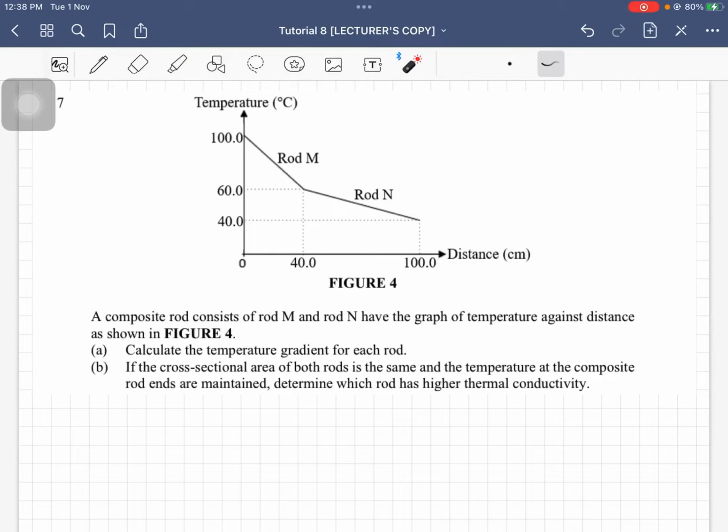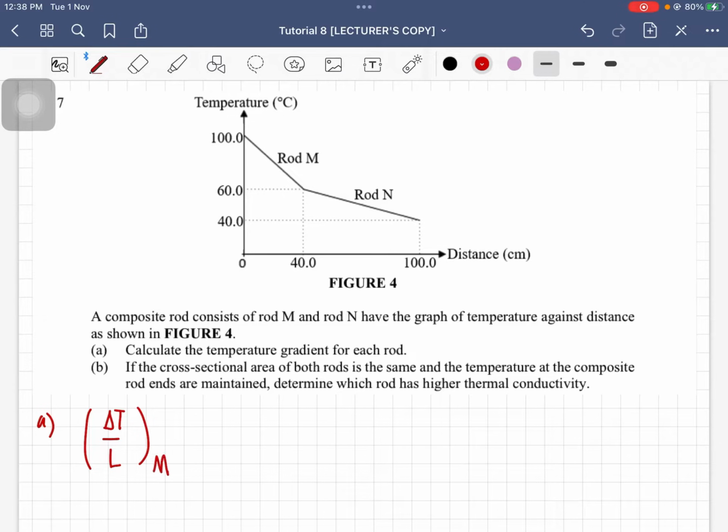Question number 7. So this is a temperature against distance graph. A composite rod consists of rod M and rod N. We have the graph of temperature against distance shown here. So we have to calculate the temperature gradient for each of these rods. Right, so temperature gradient, its symbol is delta T over L. Okay, so that is temperature gradient.